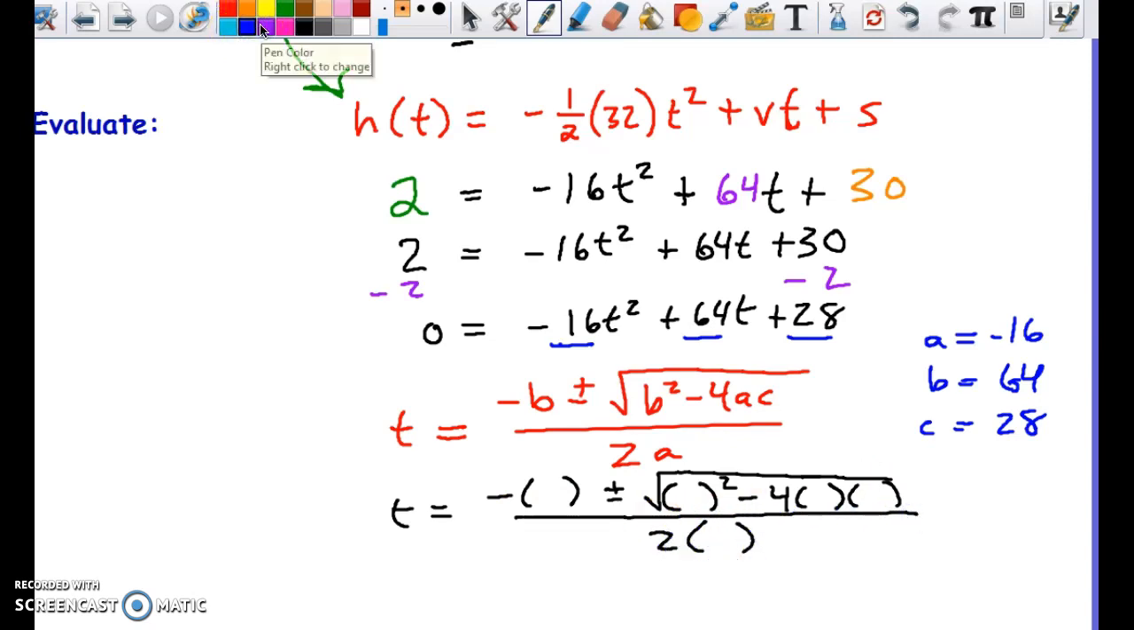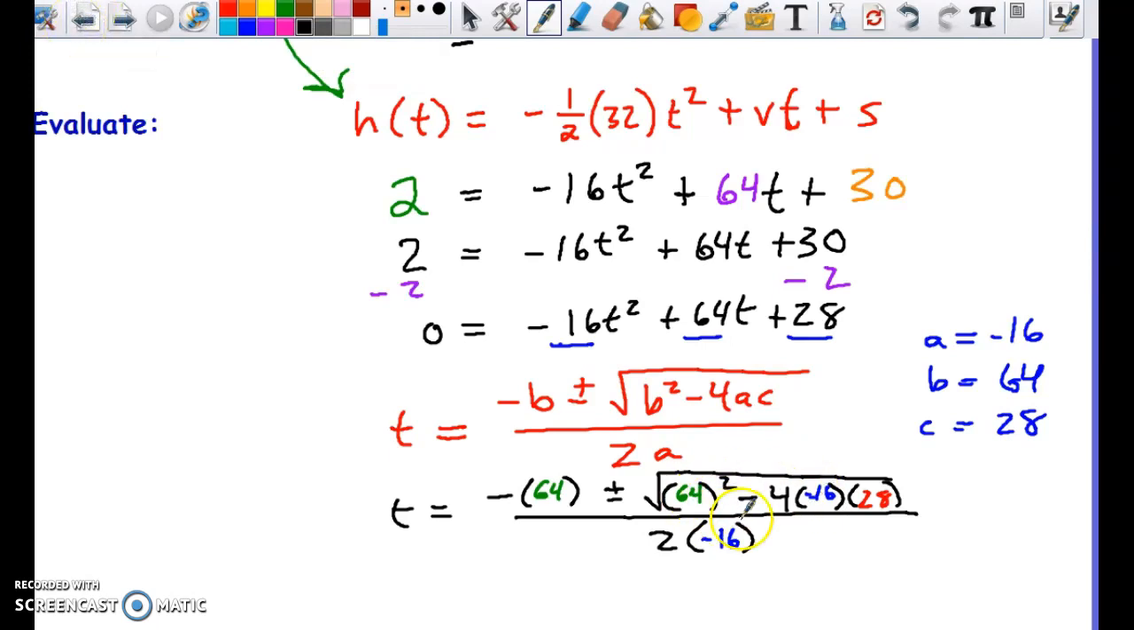So the a value is going to be negative 16, so I'll plug negative 16 in for the a's. Don't forget the negative sign. The b value is going to be that 64, so 64 and then 64 squared. And then the c value is going to be that 28 here. Now I'm going to do the calculations off screen, and I'll just do it step by step.